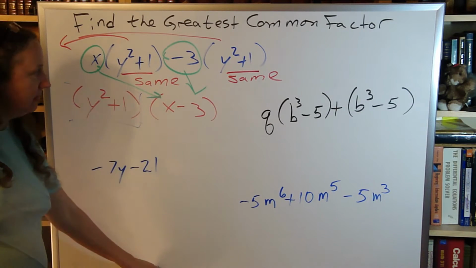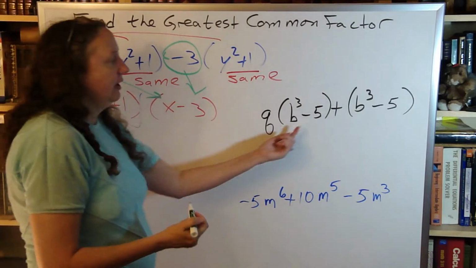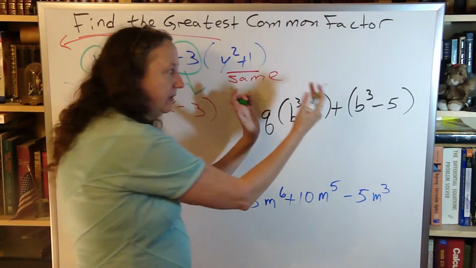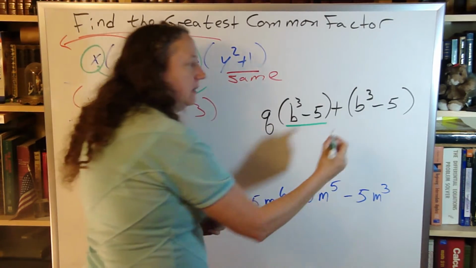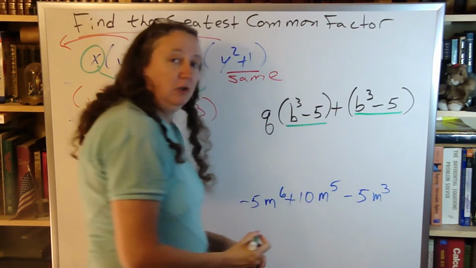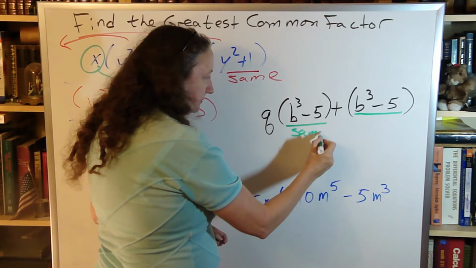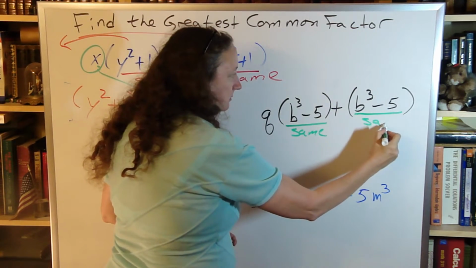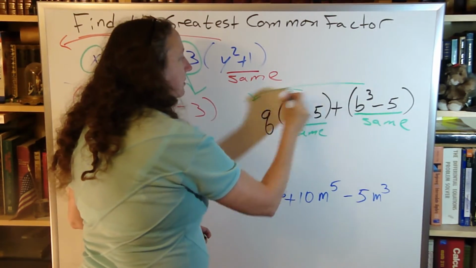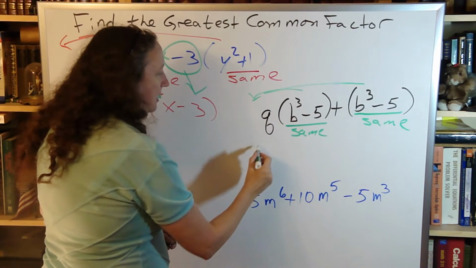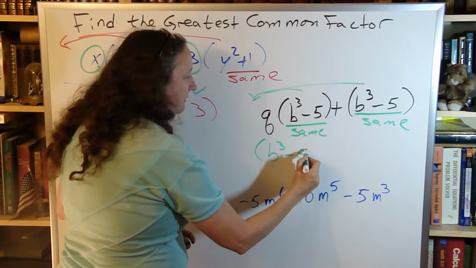Looking over at that problem, first thing I'm going to look at is the stuff in the parentheses. B cubed minus 5 compared to B cubed minus 5. They are the same thing. So I am going to factor them out. And I have the b to the third minus 5.